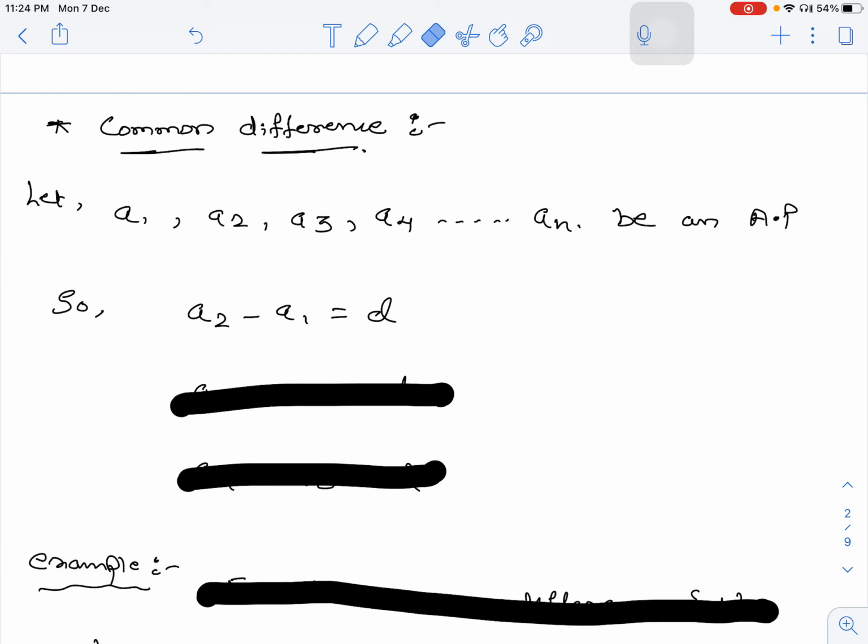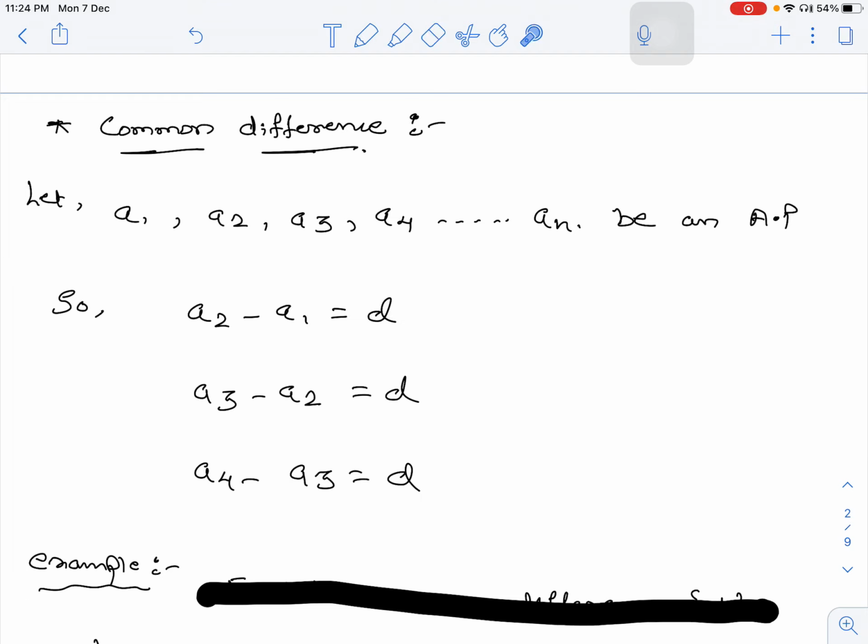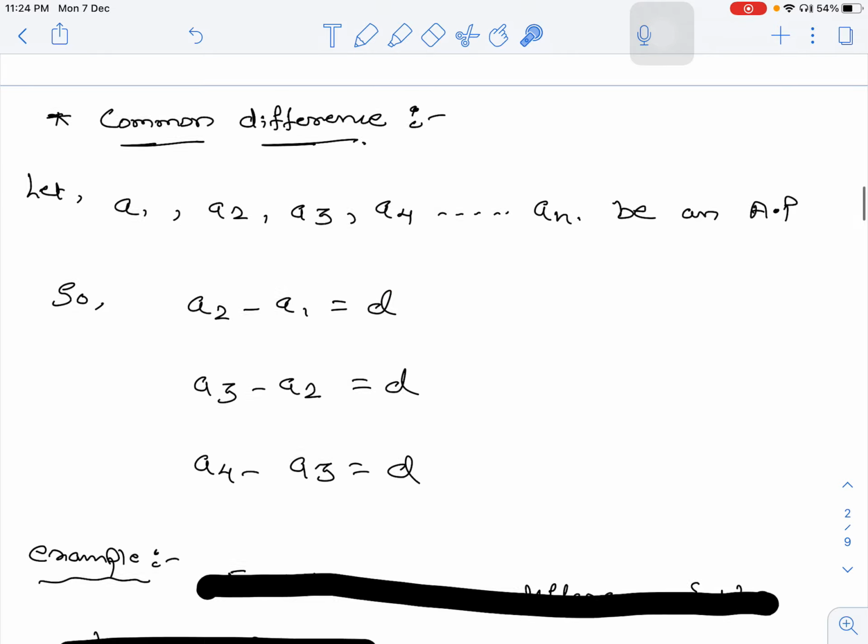In other words, the value of A2 minus A1 must be d, A3 minus A2 should also be the same, and A4 minus A3 should also be the same. Then only we can say that this difference is the common difference. When a list of numbers has a common difference, we can say that they are showing AP. And in other words, when a list of numbers is in AP, their difference must be the same.